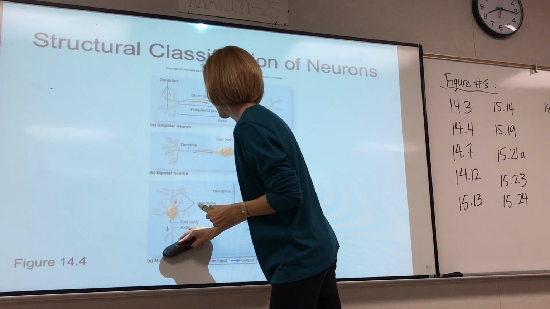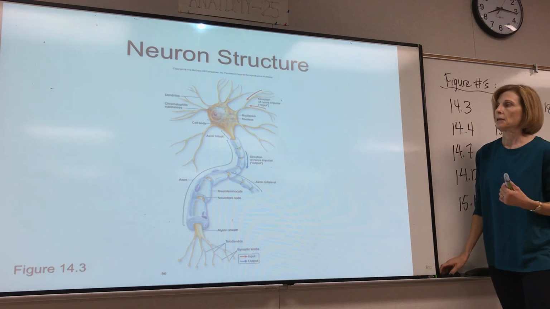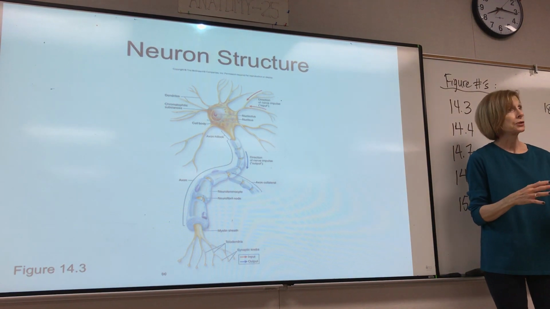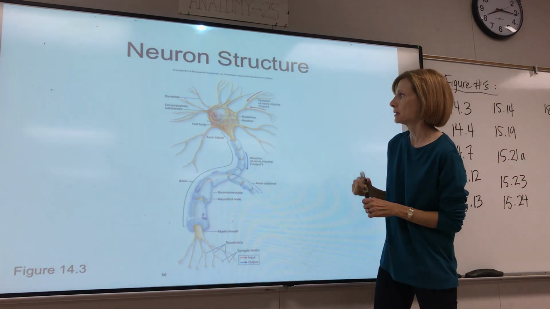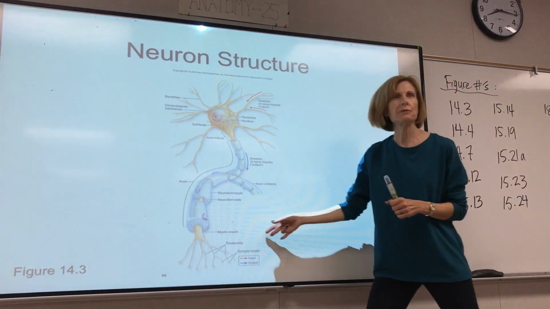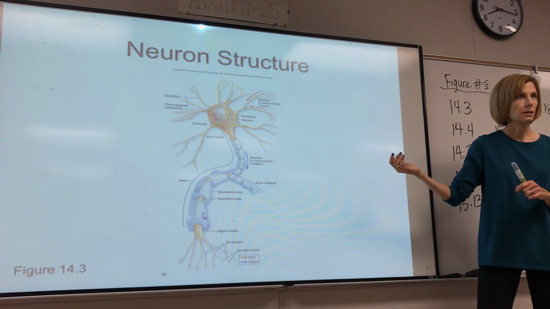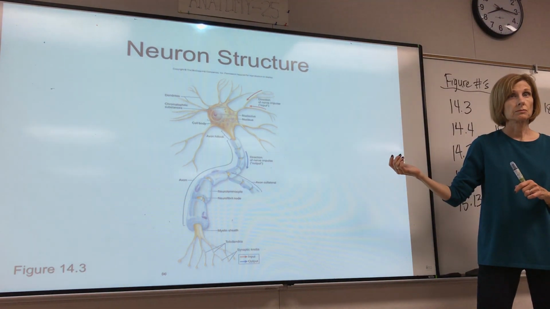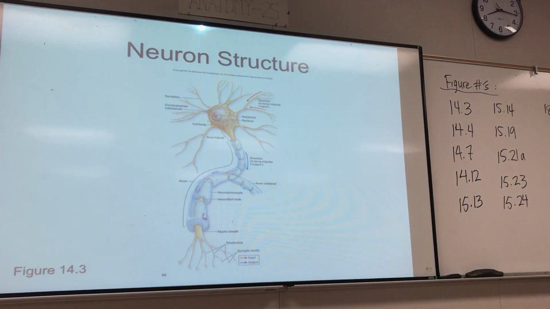So let's take a look now at a neuron up close, just so we can see a few things that are unique to neurons. Okay, so we've talked about these parts, but let's look at them in a little bit more detail. What type of neuron is this based on its structure? Multipolar, right.